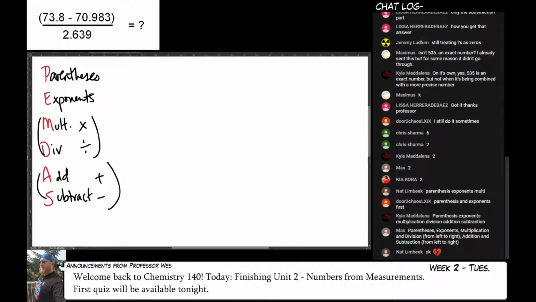For example, if I tried to divide first, and then I did the subtraction, it wouldn't work. The reason being is that we have decided as a society, this is the order that we're going to do math, so that we get the correct answer every time, we get a consistent answer. Okay, so let's take this number here. There we go. 73.8 minus 70.983.